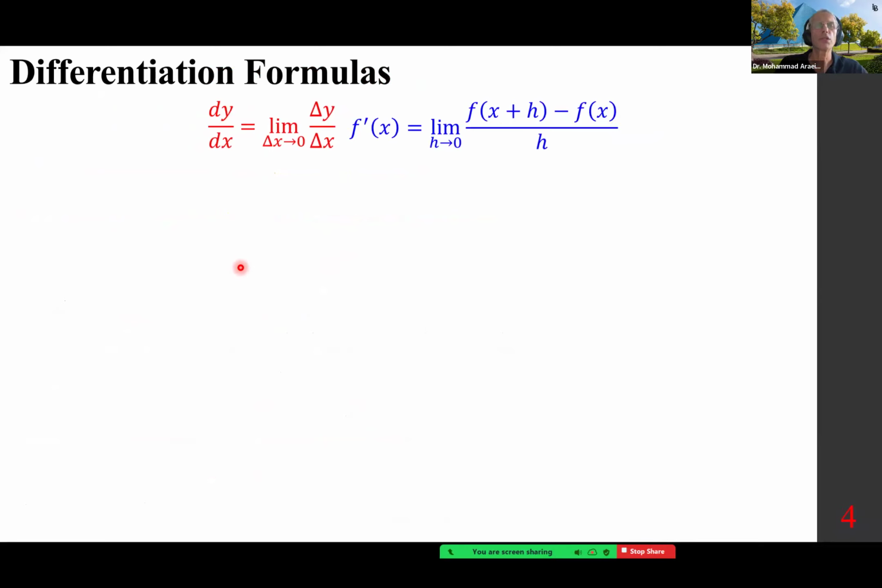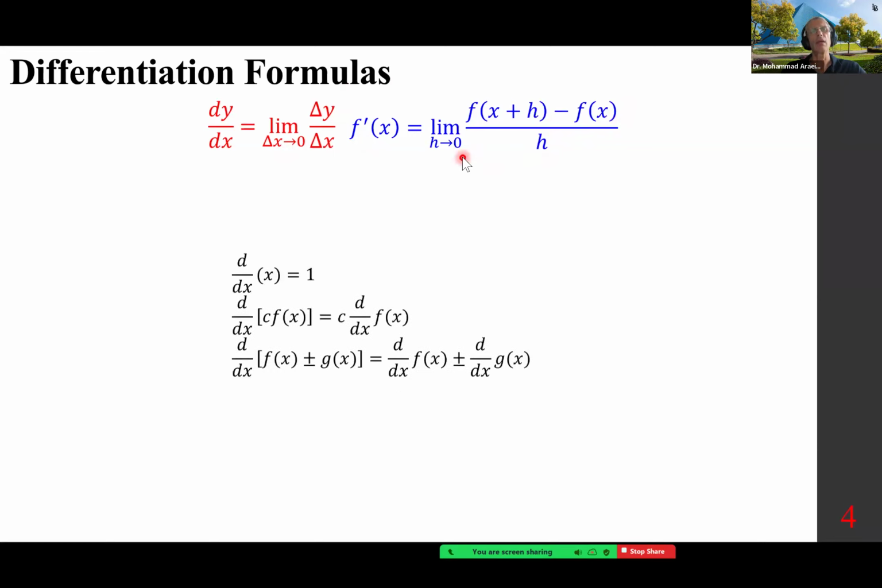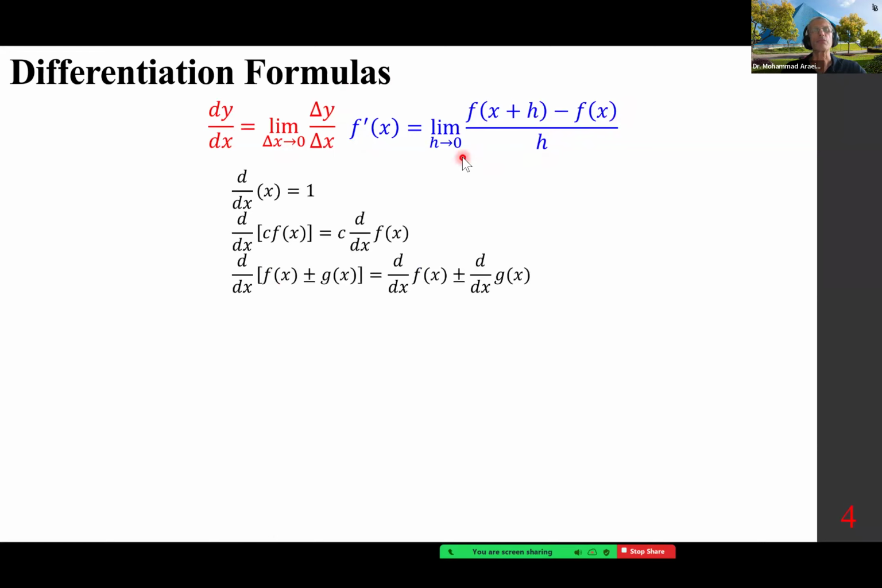So, differentiation formulas we should be comfortable with. Remember, dy/dx is the limit of delta y over delta x as delta x approaches 0. The definition we normally use: f prime of x is the limit of f of x plus h minus f of x, over h, as h approaches 0. So that's the definition.